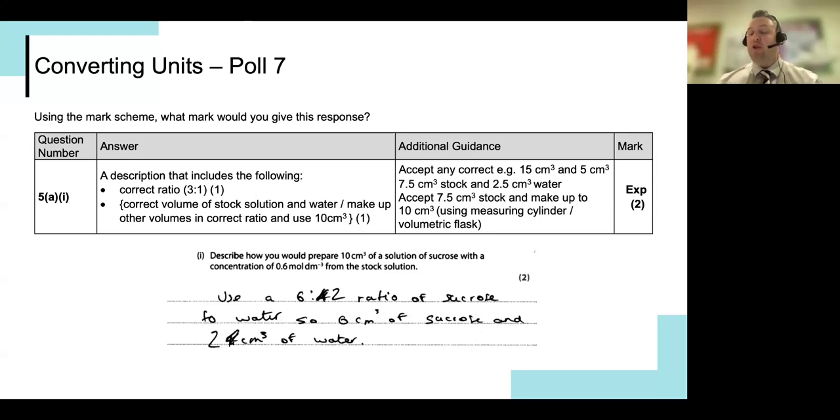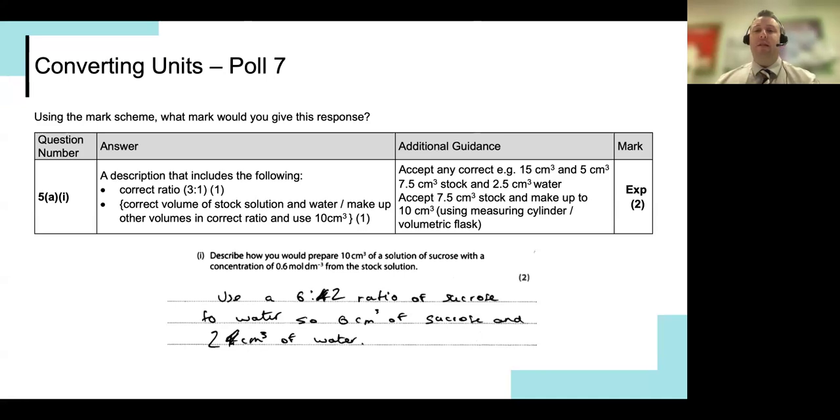The first thing that they had to do was work out the correct ratio for making up the correct concentration, and that was 3 to 1. So they got a mark for 3 to 1. And then the second thing was that they had to have the correct volumes to make up the 10 centimeters cubed based upon the 3 to 1 ratio. So 7.5 centimeters cubed; you can see in the acceptable guidance column that it could have been 7.5 to 2.5 water. However, there was also an acceptance if they said 7.5 and make it up to 10. They didn't have to explicitly mention that they had added the 2.5 centimeters cubed. And you can see in this particular student's response that they gained 1 mark only.